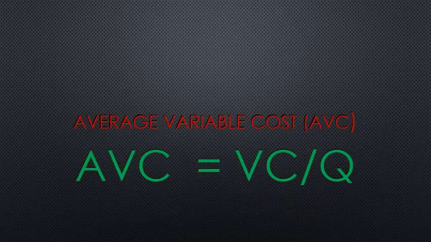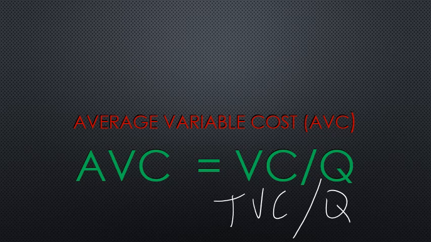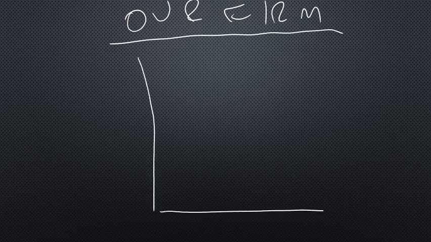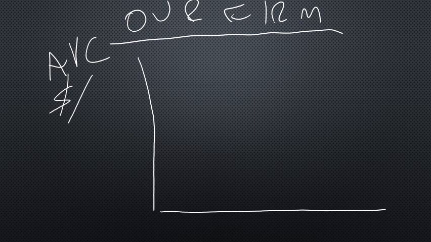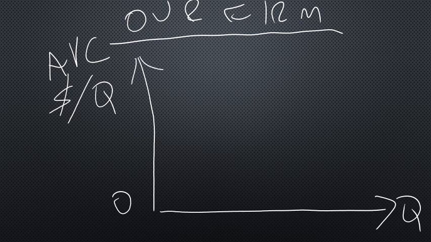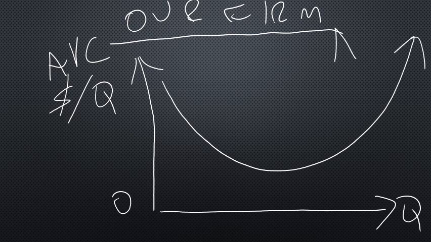Average variable cost. Variable cost divided by Q, or total variable costs divided by Q. Same thing. Once again, a diagram. Here's our firm again. Average variable cost, dollar divided by Q. It's a per unit value. Here we have quantity, 0 to infinity. And what is the shape of the average variable cost curve? It's U-shaped. It looks like this. Average variable cost curve, right?